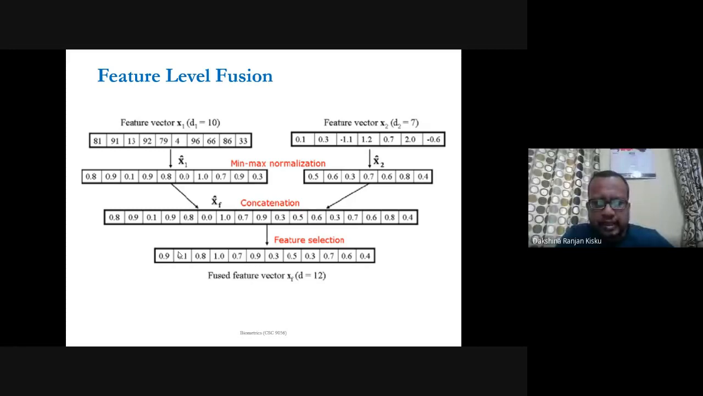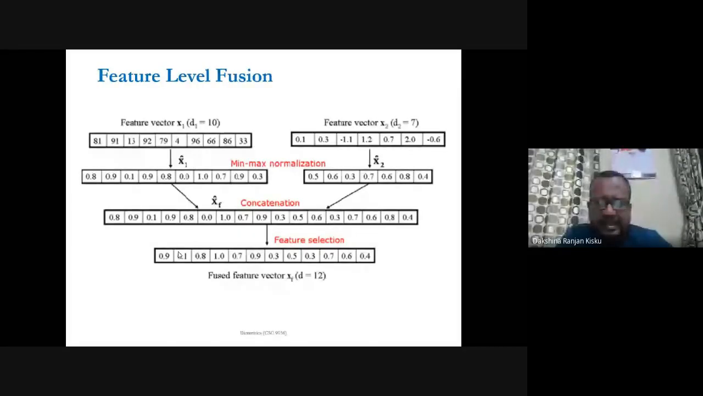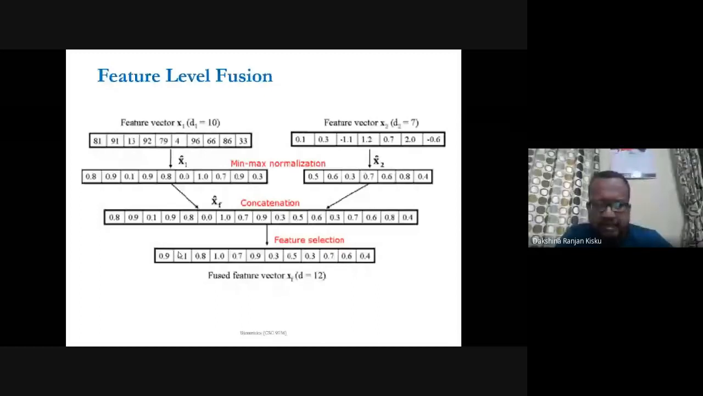Now this feature level fusion is performed by concatenation. We get the first normalized feature vector, then we append the second feature vector at the end of the first feature vector. Then we get the consolidated or concatenated feature vector, which can be used directly for getting the distance or similarity score, or we can apply feature selection or feature reduction techniques. After applying feature selection techniques, we have a reduced feature set, and we call this feature vector XF. So XF represents the fused feature vector.